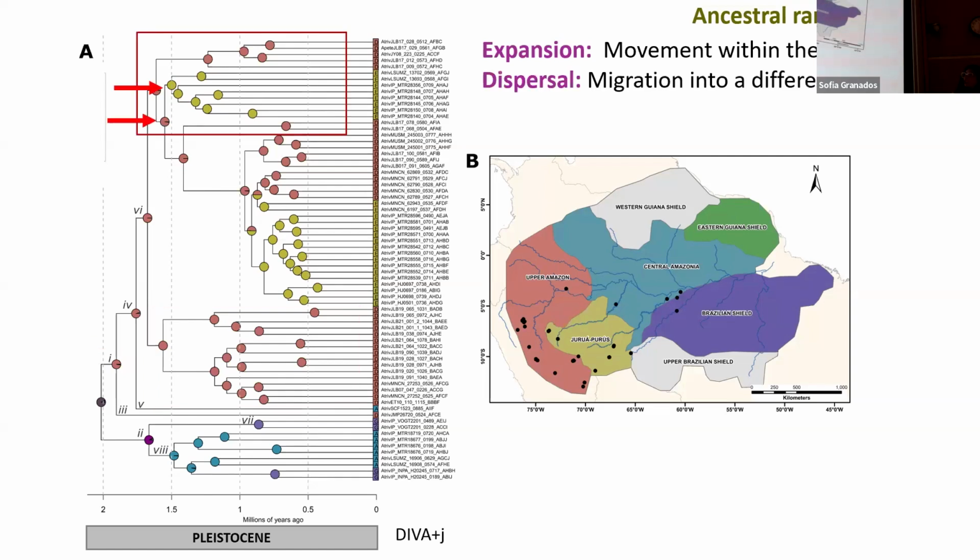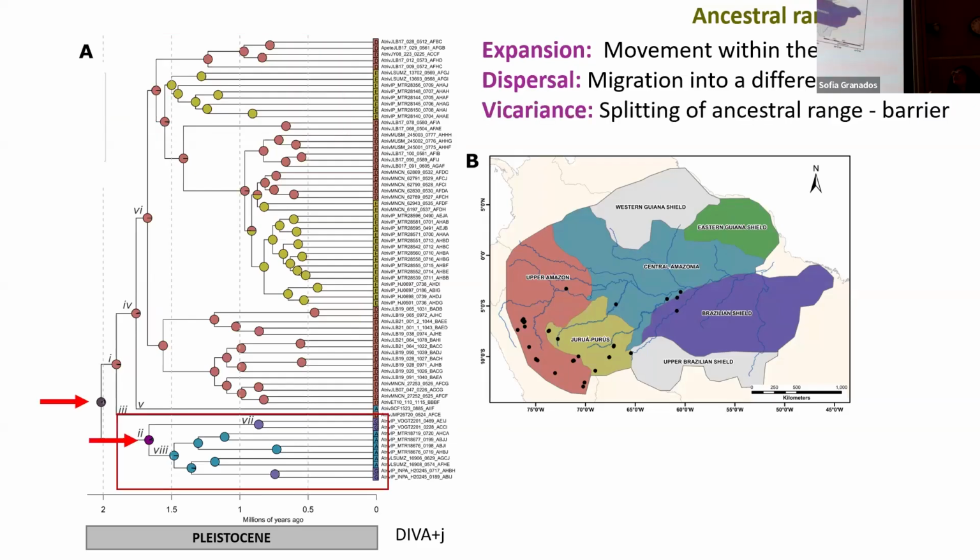However, if I talk about dispersion, that means that one ancestor that was estimated somewhere else, like here in the upper Amazon bioregion, moved or migrated into a different area, like this one. So this is a dispersal event. And finally, we have vicariance events, which means the splitting of an ancestral range. So basically, here we have one ancestral range.